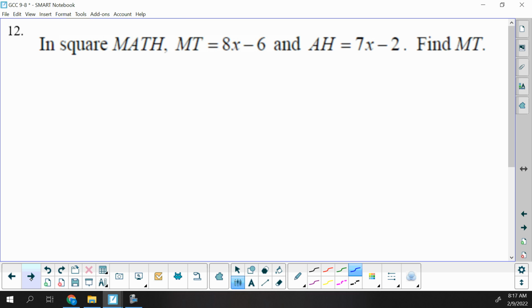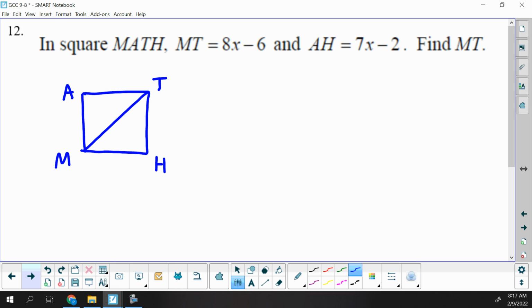All right, one last one. We'll look at this video, and then the rest on these pages will be your homework. So the last one, we've got a square. They didn't give us a picture, so let's draw it. We'll label it MATH. Make sure to go around in a circle as you're labeling it.